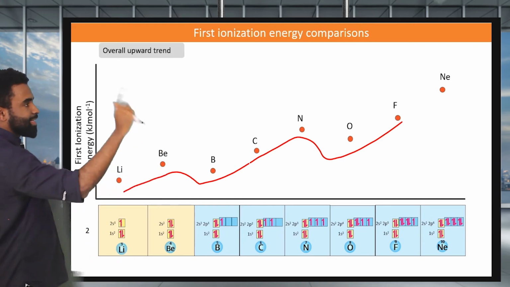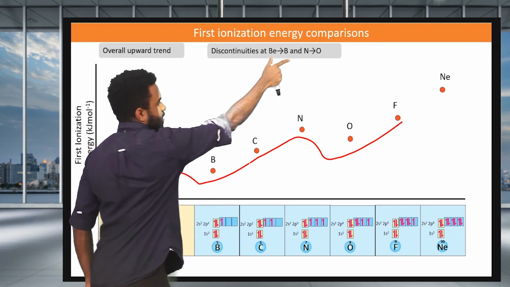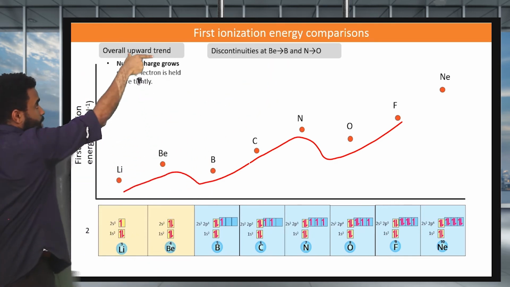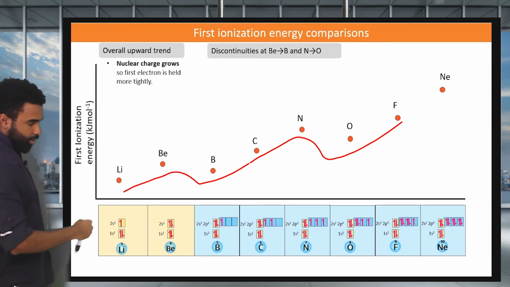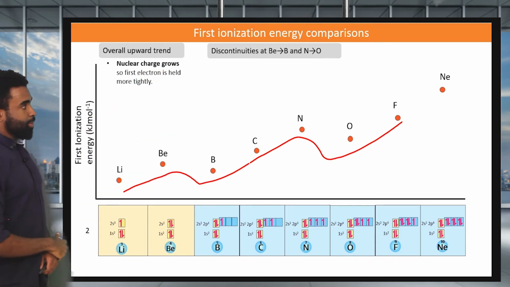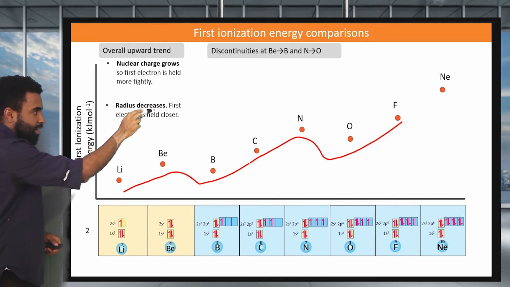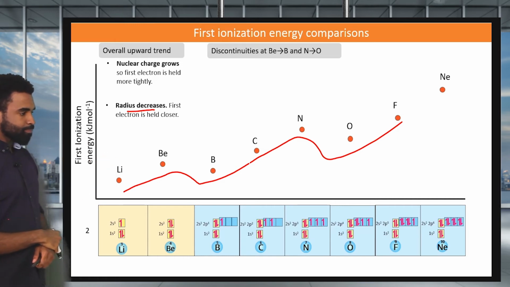First of all, let's name the trends. We name first an overall upward trend, and discontinuities between beryllium and boron and between nitrogen and oxygen. The overall upward trend we explain by reference to the nuclear charge. The nuclear charge is growing across this period, so the electrons are going to be held more tightly. Secondly, the radius is decreasing, so the electrons are held more closely.